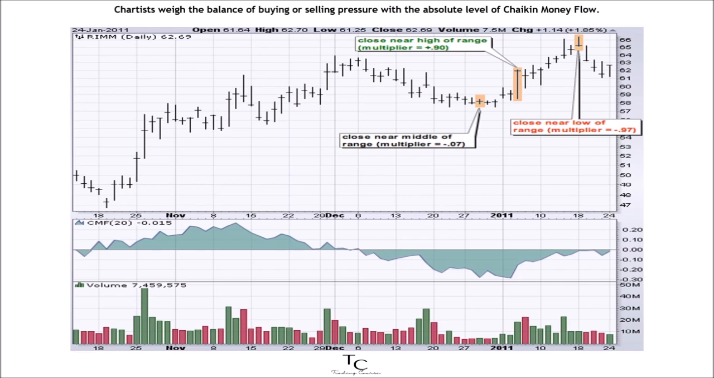Chartists weigh the balance of buying or selling pressure with the absolute level of Chaikin money flow. Additionally, chartists can look for crosses above or below the zero line to identify changes in money flow. Chaikin money flow, CMF, is an oscillator that fluctuates between -1 and +1. Rarely, if ever, will the indicator reach these extremes. It would take 20 consecutive closes on the high, low, for 20-day Chaikin money flow to reach +1, -1.